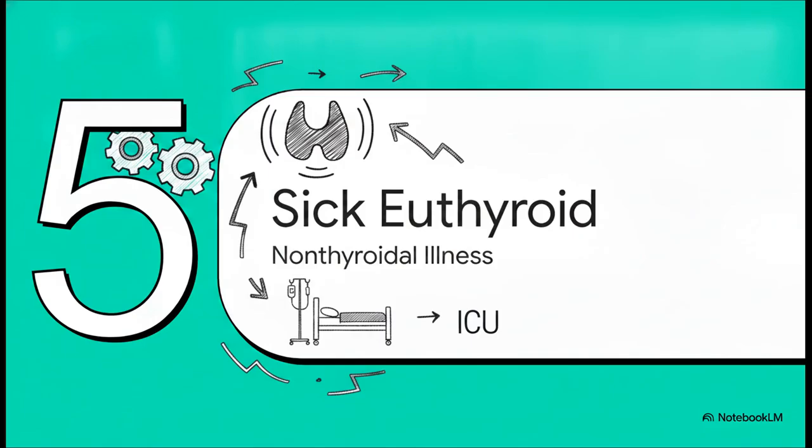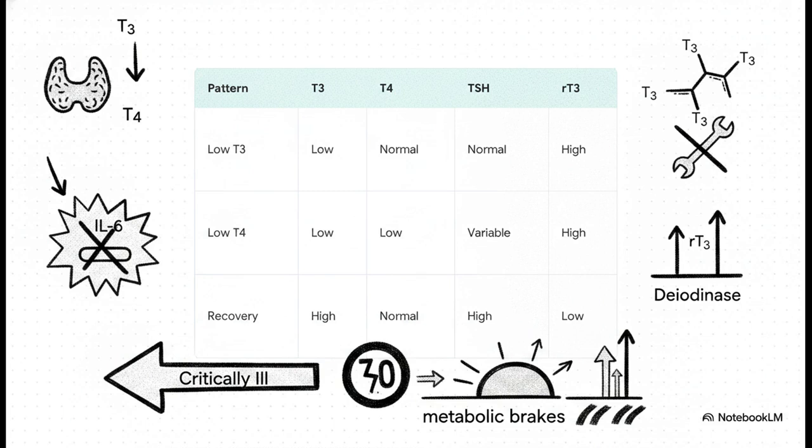Moving right along, Section 5, Sick Euthyroid Syndrome. Shifting gears to non-thyroidal illness, or sick euthyroid syndrome, we see that acute, severe systemic stress, like say being in the ICU, fundamentally alters peripheral thyroid hormone metabolism. The adaptive mechanisms at play reveal that the most common pattern is low T3 syndrome.